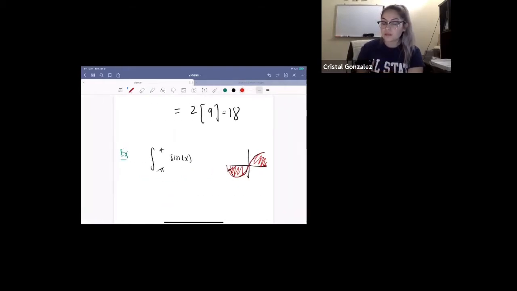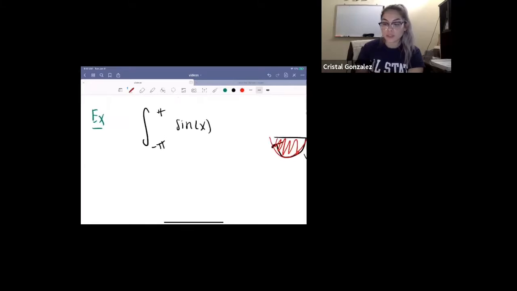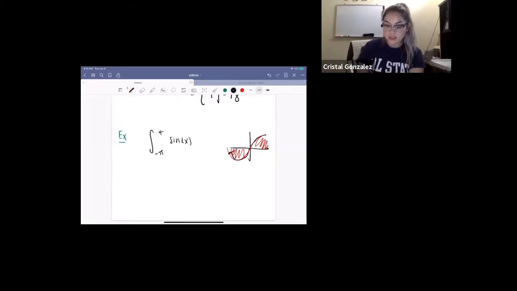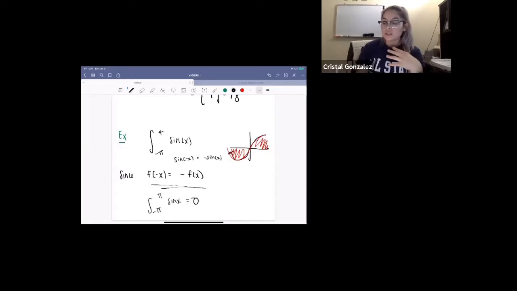Okay, so now all you're going to say is, since f of negative x is equal to negative f of x, which really means that sine of negative x is equal to negative sine of x, then the integral from negative pi to pi of sine x is equal to 0, and you're done. So this tells me that it's odd.